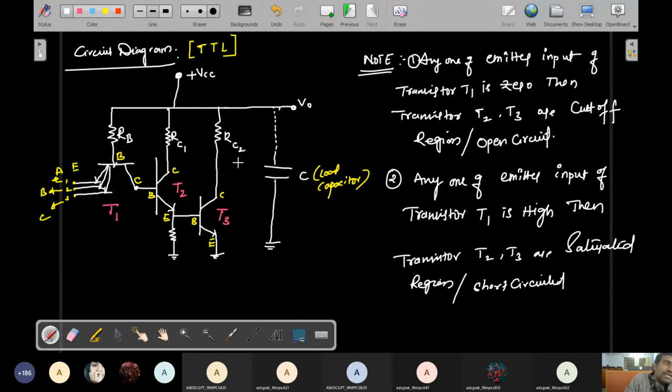And if you give any one of the inputs high, then these two transistors are connected. Finally, T2 and T3 are both in the saturation region, so it is directly connected to the ground. Whatever potential we supply to these transistors drops completely to ground potential. So the output voltage shows 0 only. Using this point you can understand what will happen.